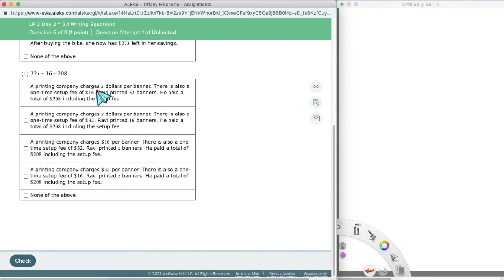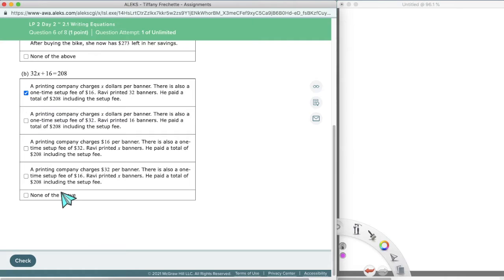So we would add 16 to the bill to do this. So this still works. Ravi printed 32 banners. Remember, it was X dollars per banner and 32 banners. So 32 times X, that works. He paid a total of $208, so that's the total. So perfect, that one works.